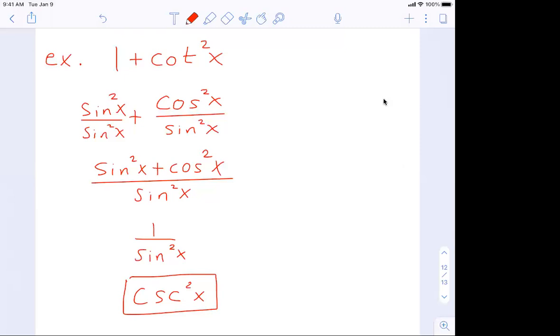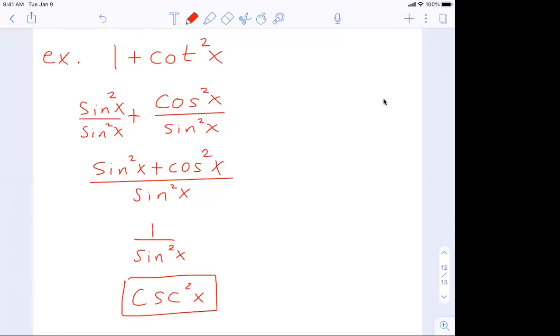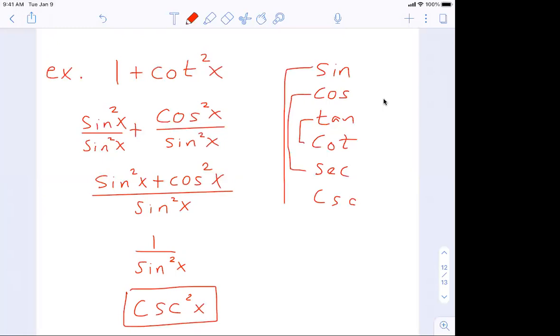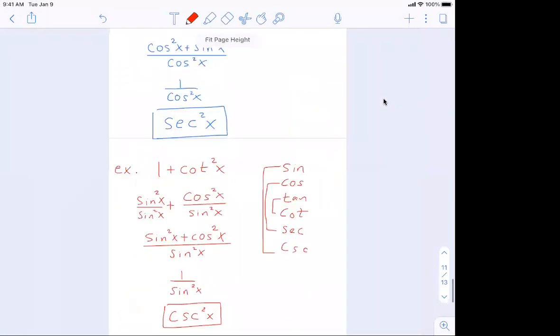How do you know which one it is? Yeah. So the question was, how do you know which one it is, secant or cosecant? Remember the 6 trig functions: sine, cosine, tangent, cotangent, secant, cosecant. Those 2 are reciprocals. Those 2 are reciprocals. And those 2 are reciprocals. Okay, so the sine and the cosecant are each other flipped over. Same with the cosine and the secant, and tangent, cotangent for that matter.